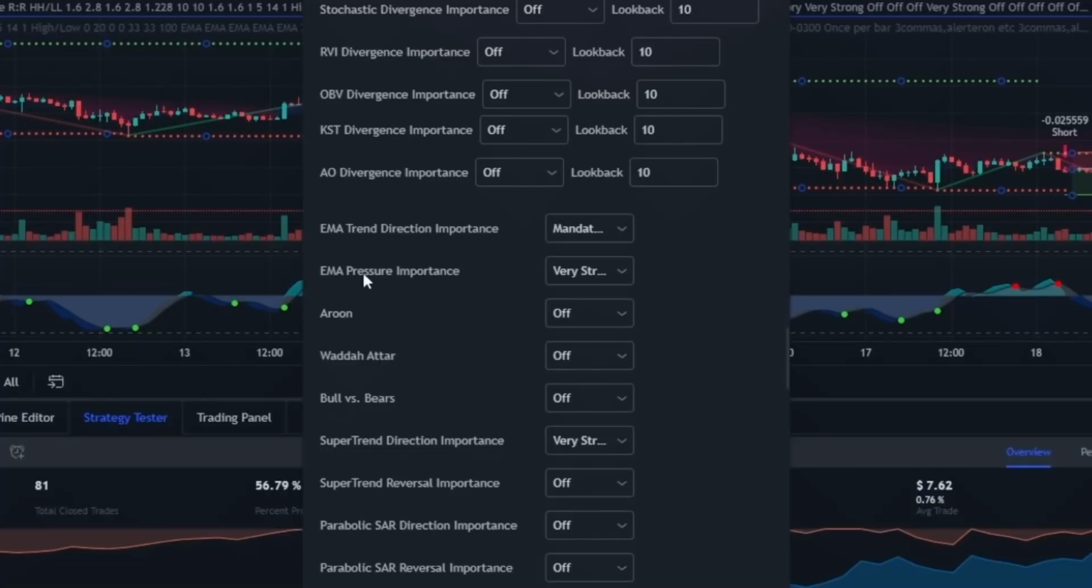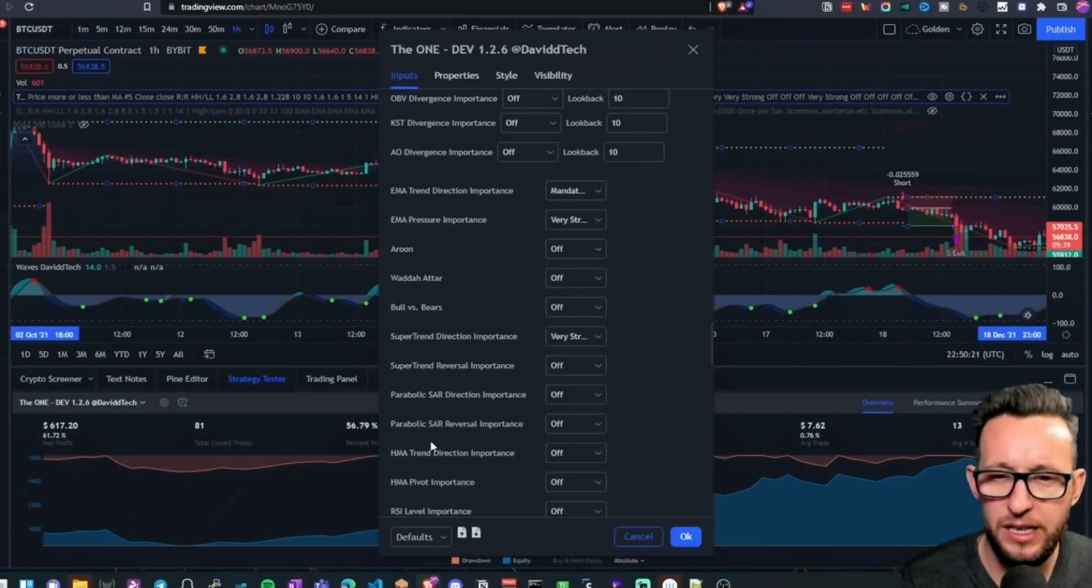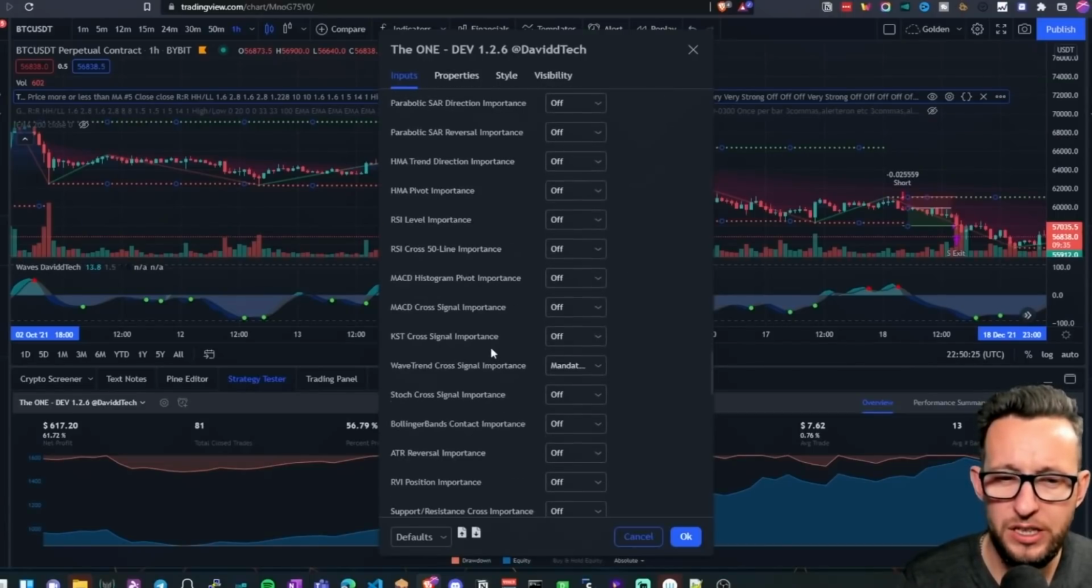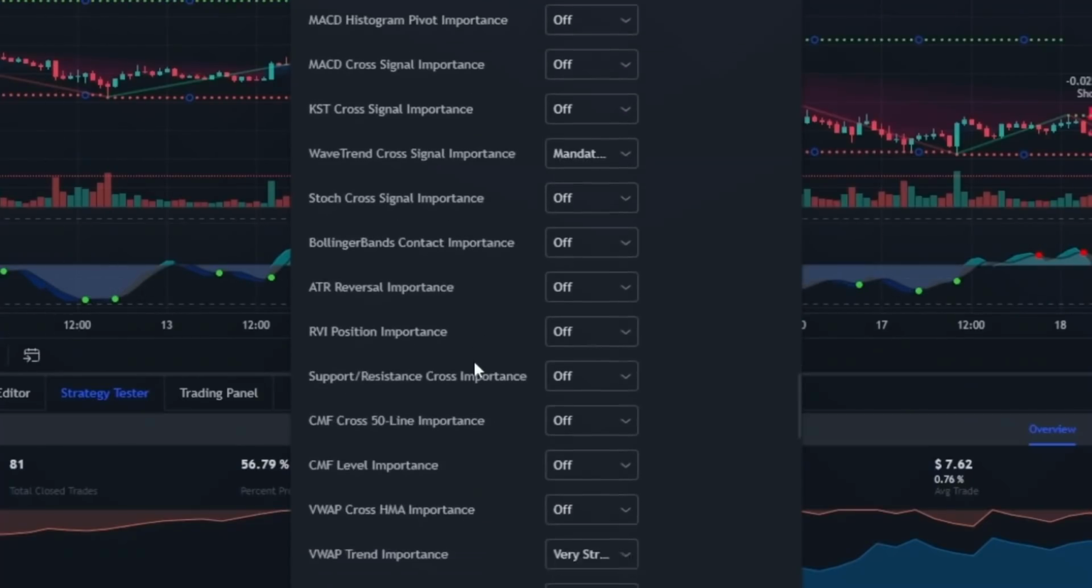We've also added EMA pressure, which means that the candles are going in a bullish or a bearish direction. And then we can add other important indicators here. But the only one that I've actually added is the wave trend crossover signal, which is these green dots here. So I've made that mandatory as well.